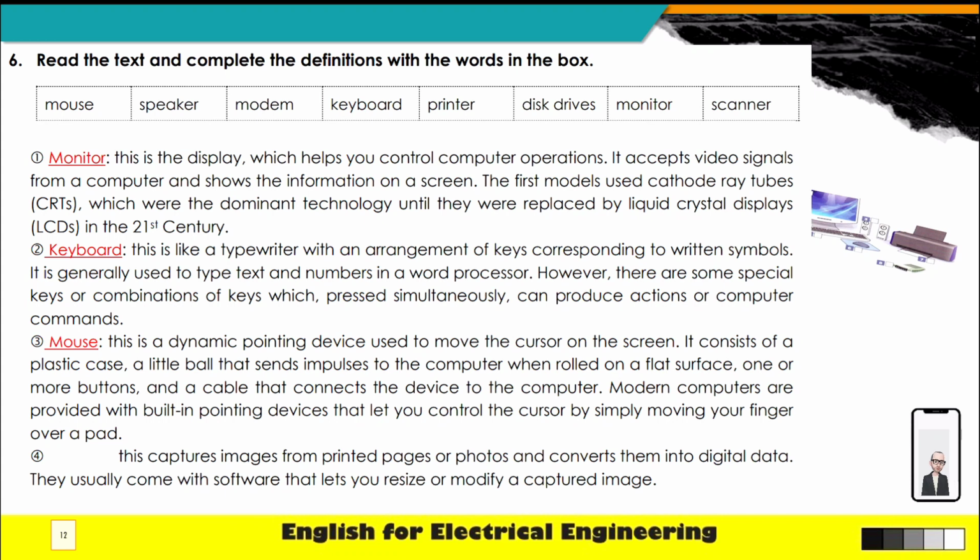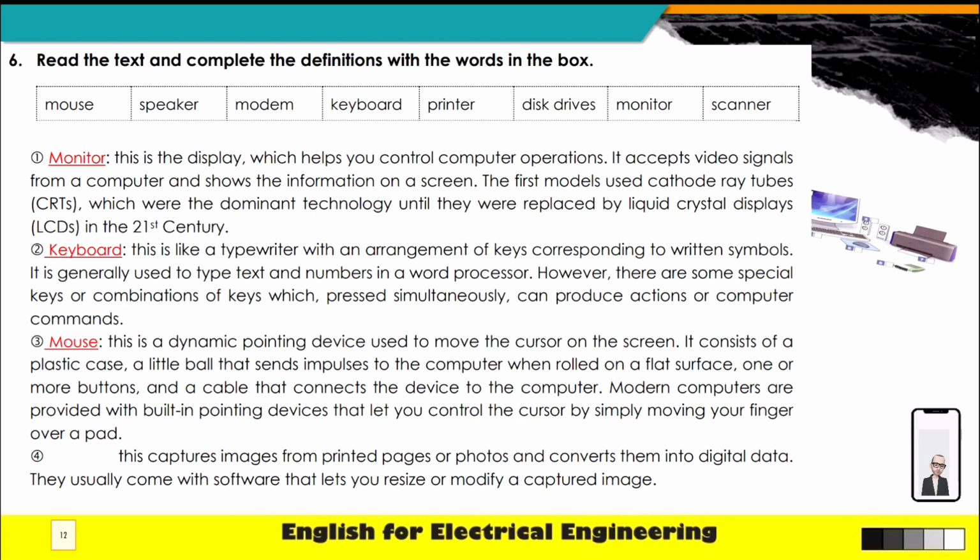It consists of a plastic case, a little ball that sends impulses to the computer when rolled on a flat surface, one or more buttons, and a cable that connects the device to the computer. Modern computers are provided with built-in pointing devices that let you control the cursor by simply moving your finger over a pad. Yes, touchpads, we all know them. Today, of course, a computer mouse will not have a ball inside. There's just some sort of light, infrared.